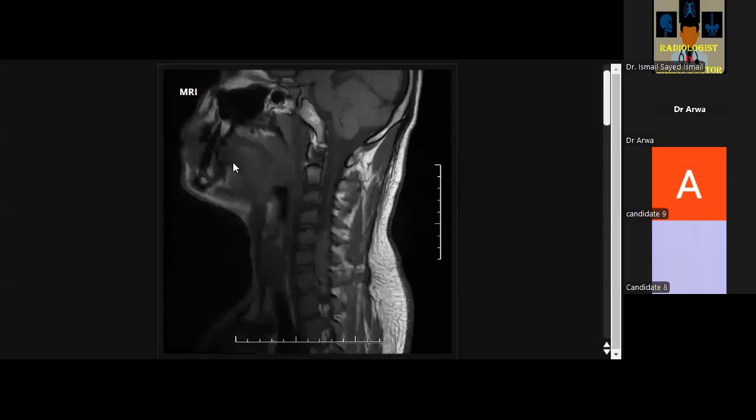Another case, you can scroll. This is the last case in this group. So I'm trying to scroll, but the image is stuck. Can you scroll for me? Okay.